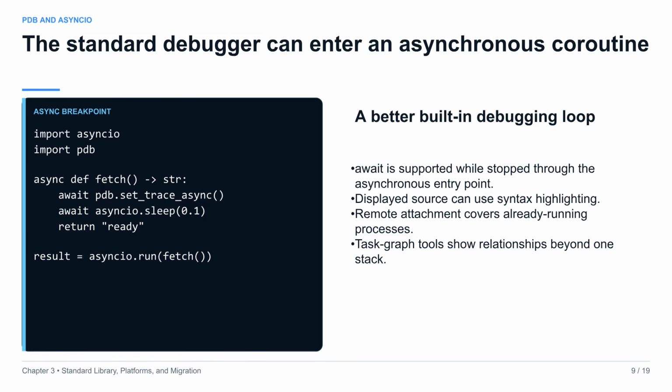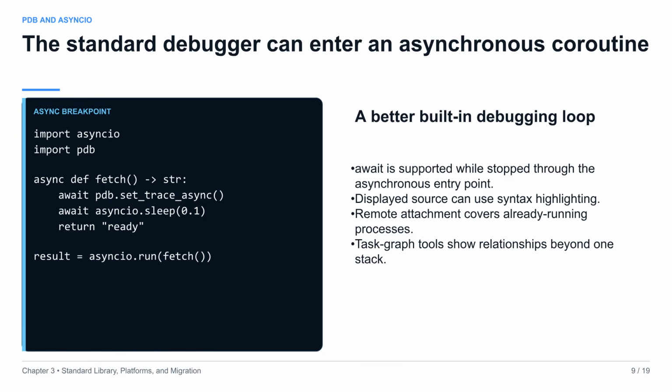pdb.set_trace_async adds a debugger entry point designed for coroutine code, including support for await while stopped. Source listings can also be syntax highlighted. Together with remote attachment and asyncio task graph inspection, the standard library now covers more of the debugging lifecycle: entering a specific coroutine, reading the local source clearly, attaching to a live process, and understanding how tasks await one another.